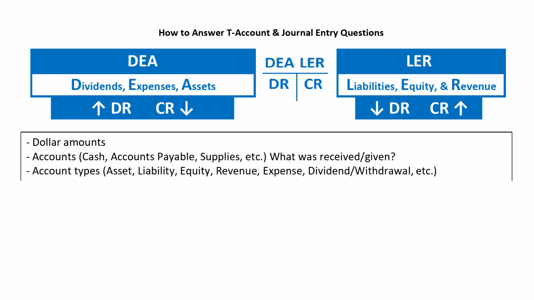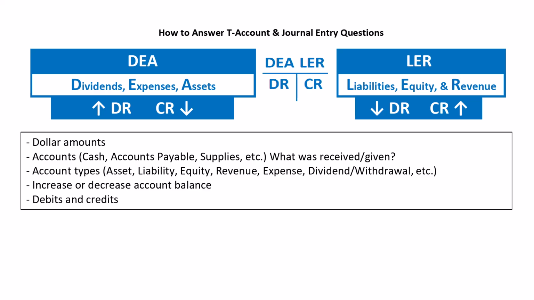Step 4 is to determine what account type the accounts in Step 3 are associated with. For example, if one of my accounts in Step 3 is cash, the account type for cash is an asset. Step 5 is to determine if the account balance increased or decreased due to the transaction. And Step 6 is to use the information from Steps 3, 4, and 5 to determine if we need to debit or credit the account.